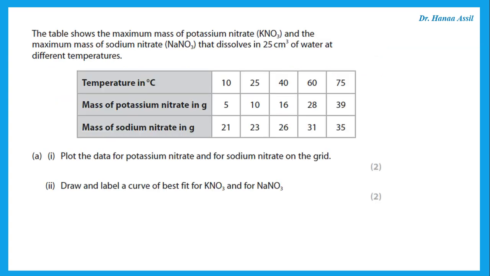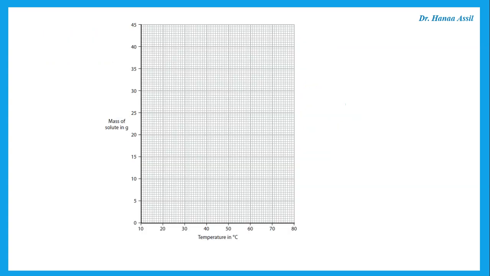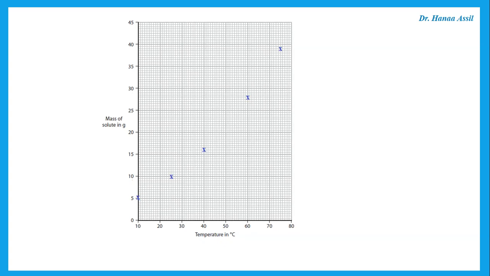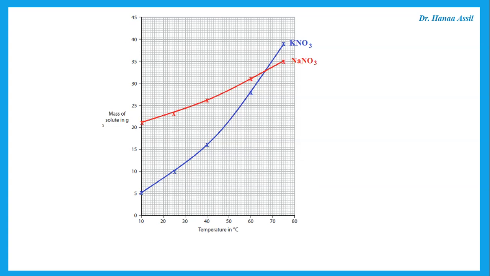The table shows the maximum mass of potassium nitrate and maximum mass of sodium nitrate that dissolves in 25 cm³ of water at different temperatures. Remember, you are required to be familiar with solubility curves. So we have a graph paper and we're supposed to plot the points that we have. So we're plotting for potassium nitrate and for sodium nitrate, and we are told to label. Of course, here I made it blue and red, but in your actual exam, you don't use colors. All of this is in pencil, and you need to label which is which.